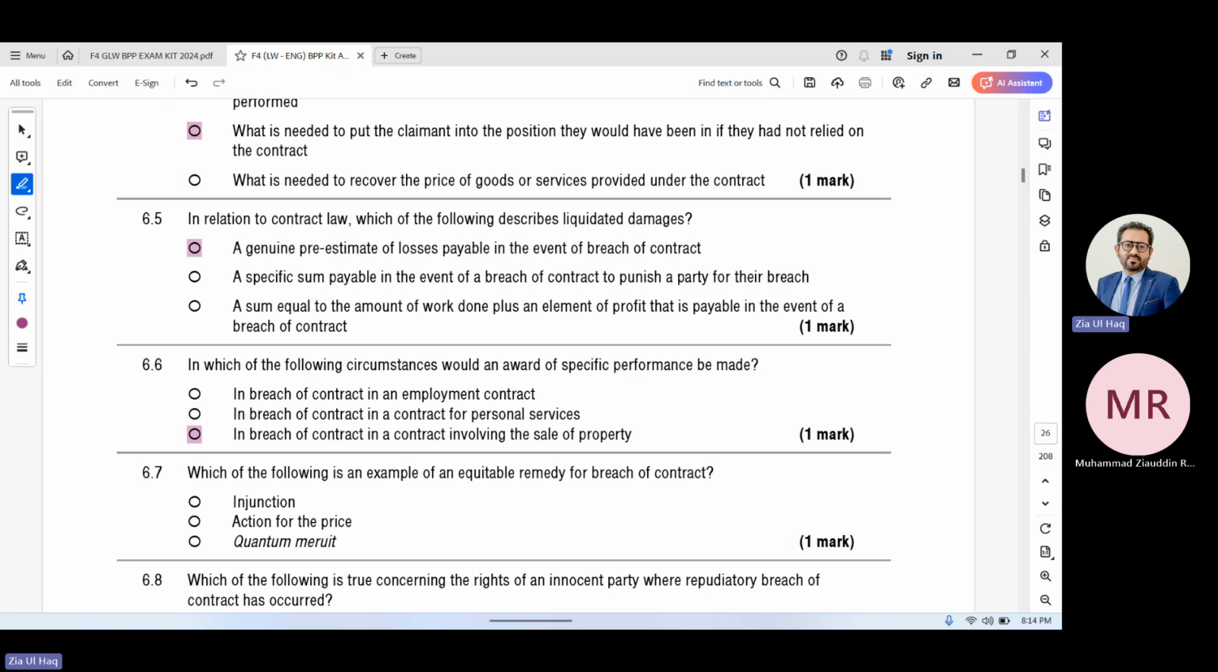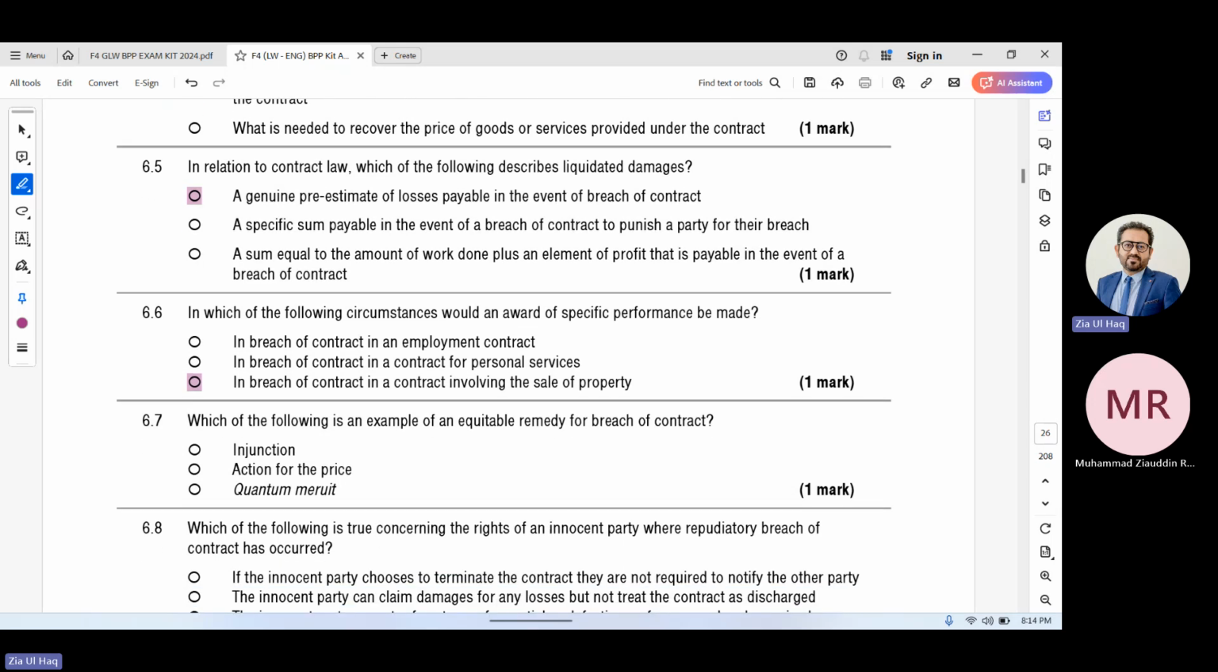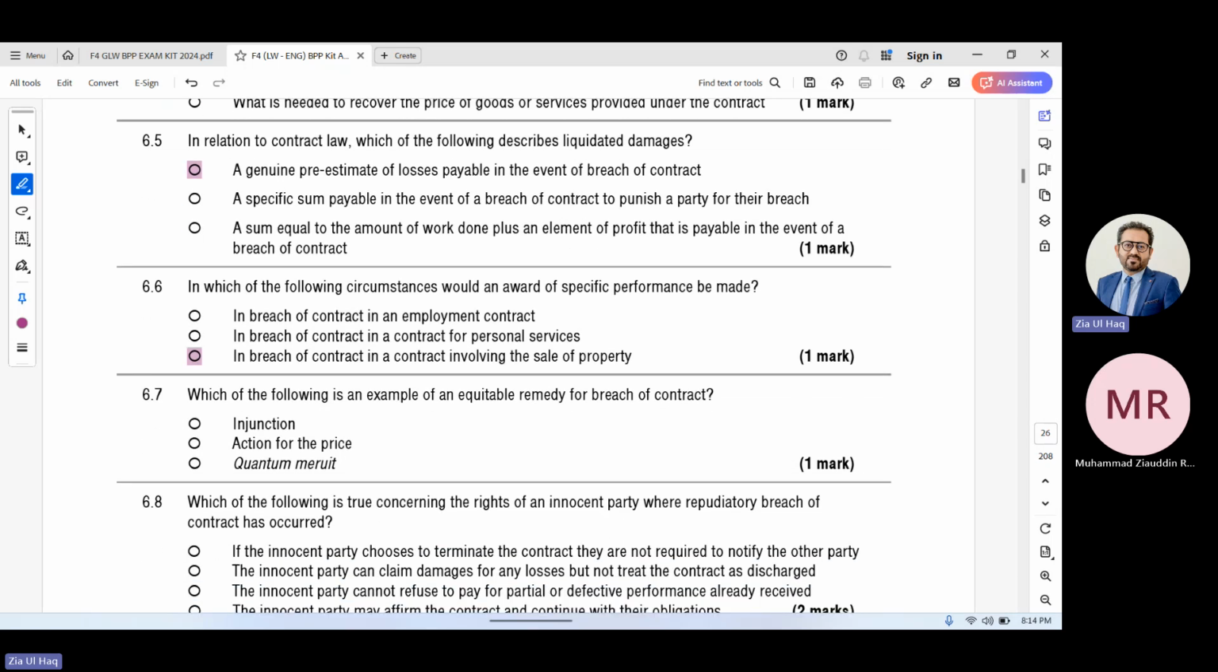6.7. Which of the following is an example of an equitable remedy for breach of contract? Specific performance, injunction, and rescission? Common law remedies are action for price and quantum meruit. What is an equitable remedy? Equitable remedies are specific performance, injunction, and rescission. Injunction.